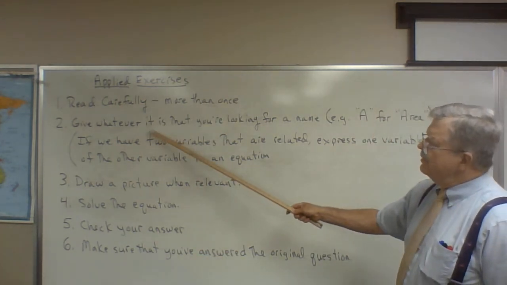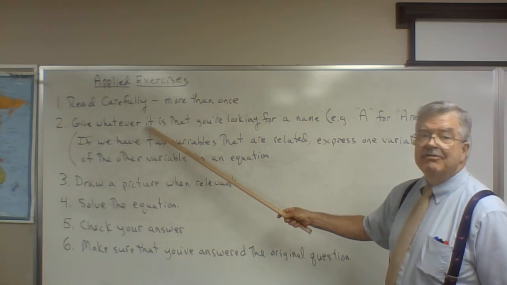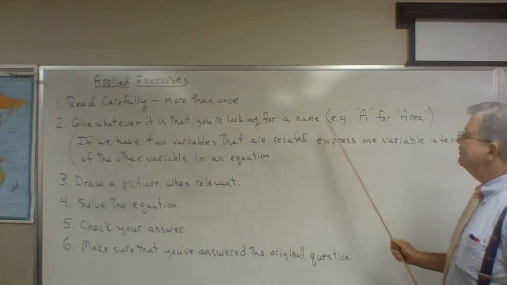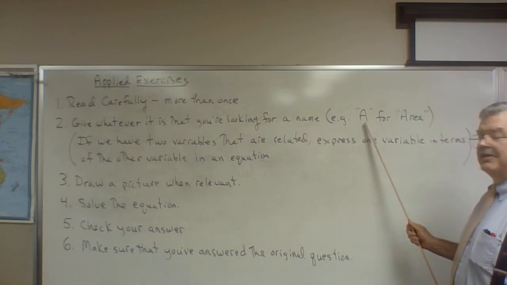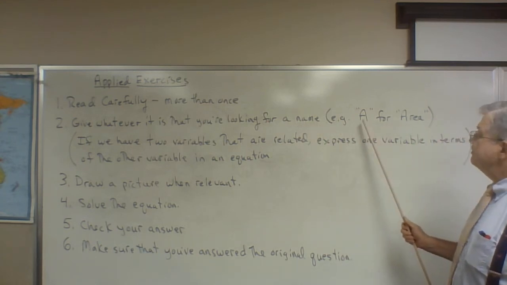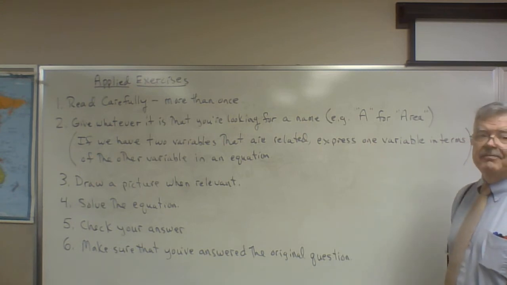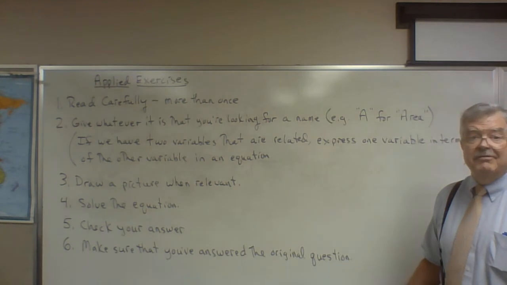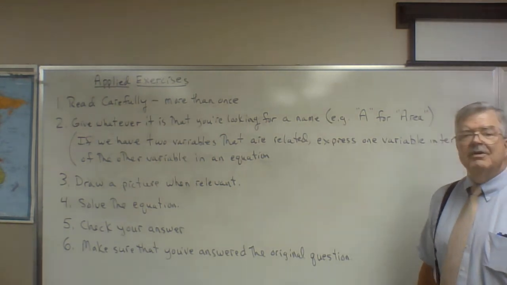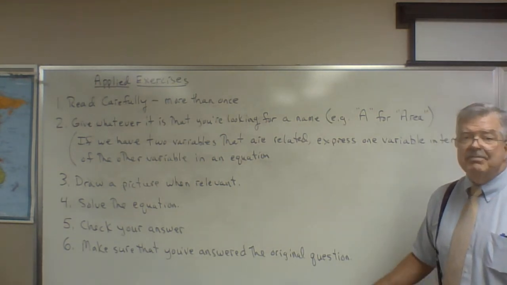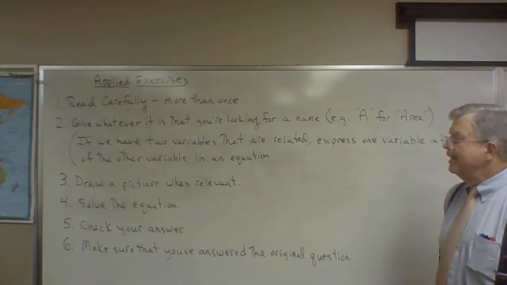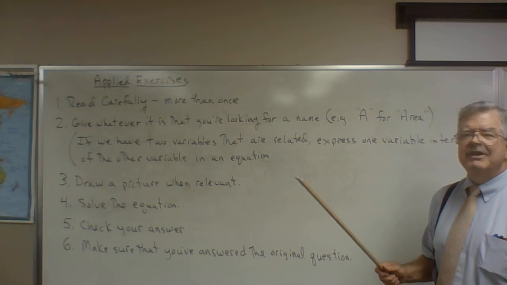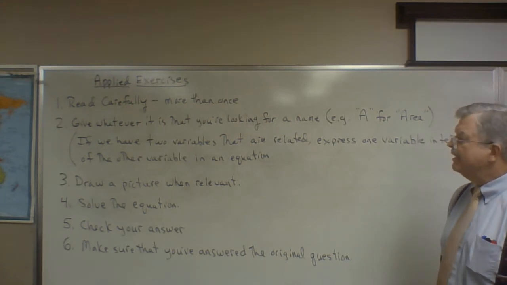The second thing that we do, once we've figured out what it is that we're looking for, is give it a name. For example, if we're looking for area, call it A. If we're looking for volume, call it V. If we're looking for profit, call it P, and so forth. Just something that will remind us of what that variable represents when we look at it.